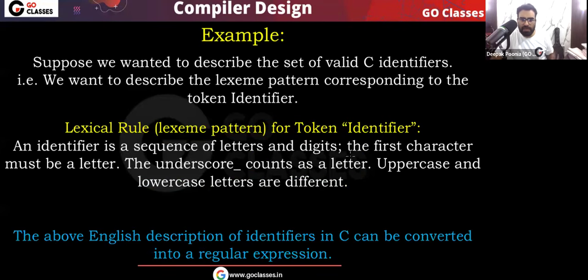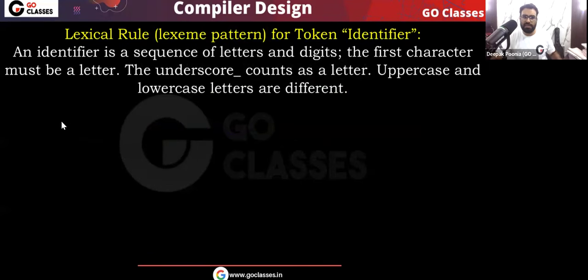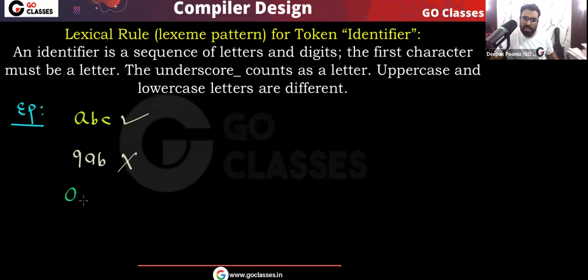This English description, remember, we can convert into a regular expression also. But before that, let's take some examples of identifiers in the C language. Let's take some examples of user defined variable names. So can you tell me? You can see the first character must be a letter. For example, I can start with ABC. Yes, this I can give. This is correct. Can I start with a digit, for example 9AB? No, this I cannot do. Remember, the first character must be a letter.